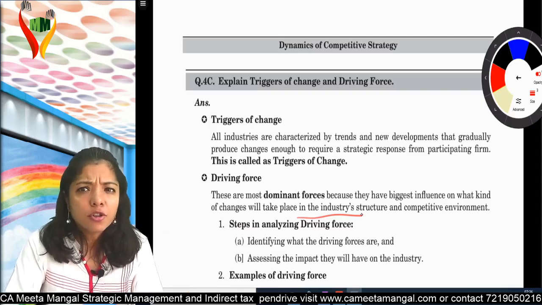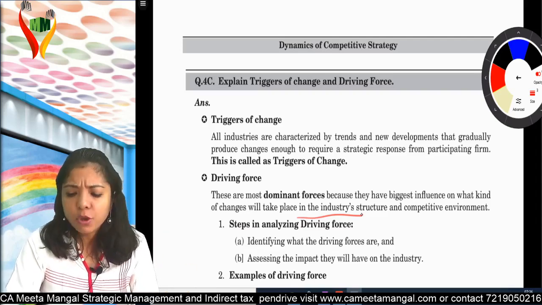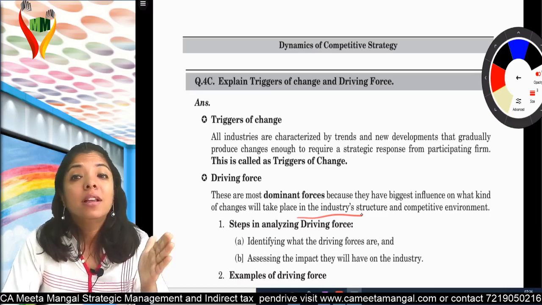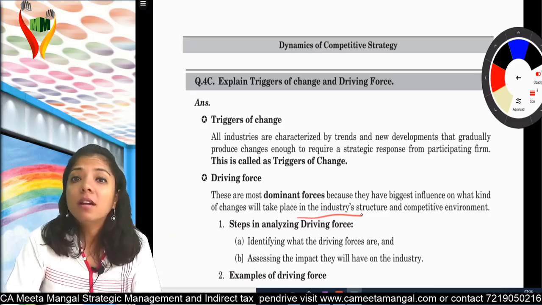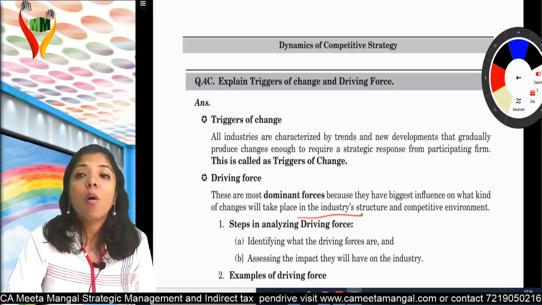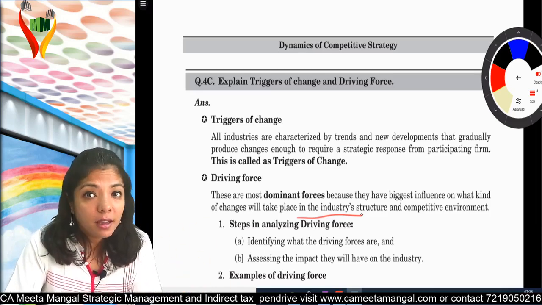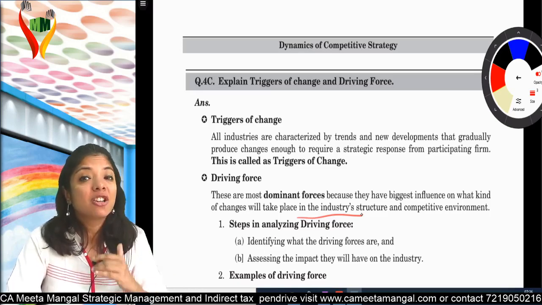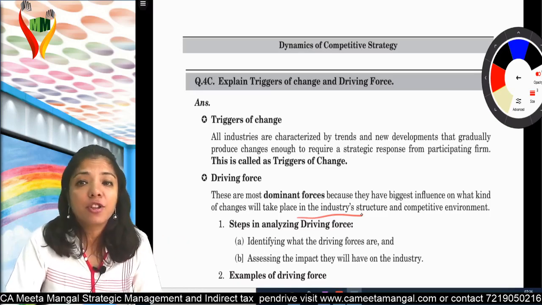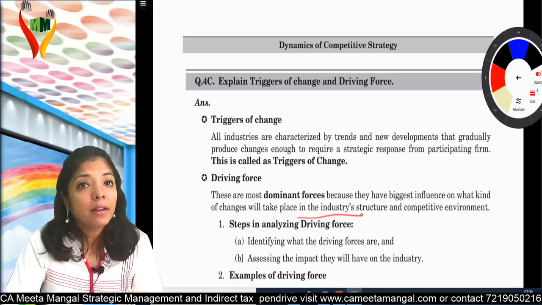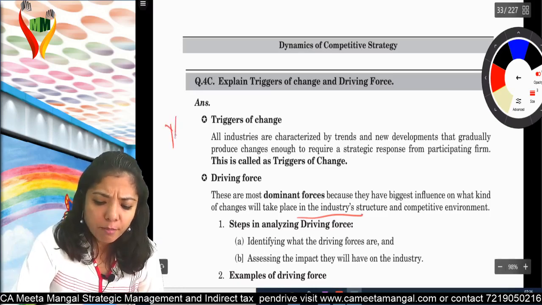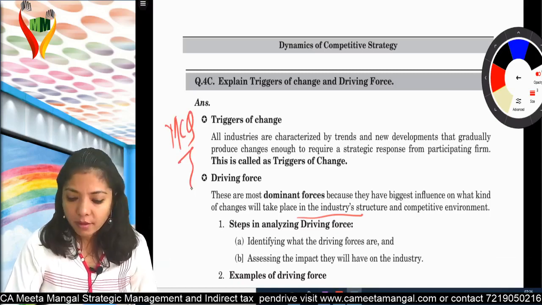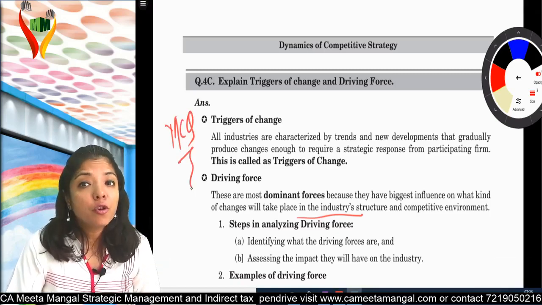Okay, what is triggers of change? See, every industry has some new trends and new developments. Now, here they're saying that you need not require to change immediately, but you can change as per your own convenience. You can change gradually, and that type of change is called as triggers of change. Am I clear? So, I believe this question is important from MCQ point of view. Can I go ahead? Question number 4C clear.